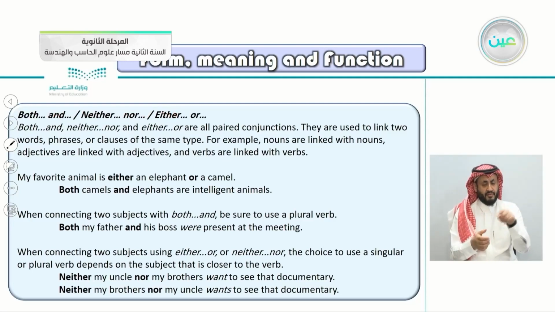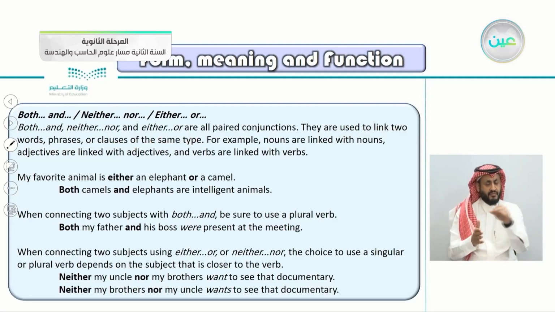So let's read it together. Both and, neither nor, either or are all paired conjunctions. They are used to link 2 words, phrases, or clauses of the same type. Pay attention here: why do we use them? To link 2 words or 2 phrases or 2 clauses of the same type.